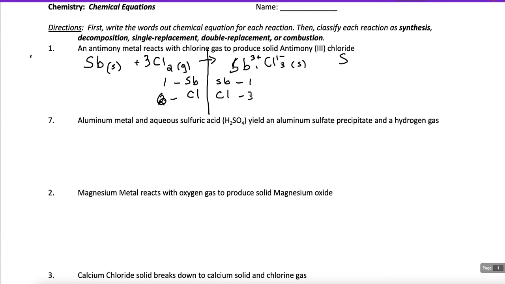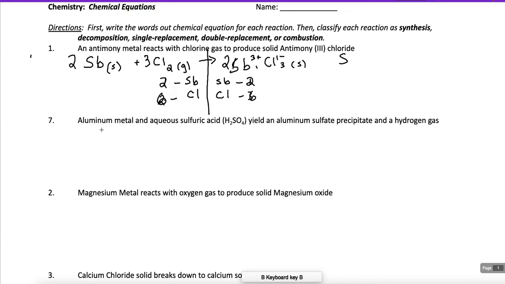So we've got to think, what number times 3 makes 6? That's 2. So now 2 times 3 is 6 chlorines, but now we have 2 antimonies. So we've got to fix this side over here, so we'll put a 2 there. And that will make everything the same number on both sides. That's balanced.